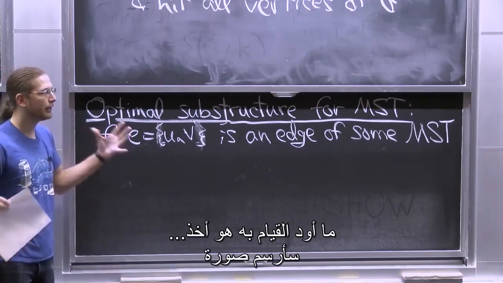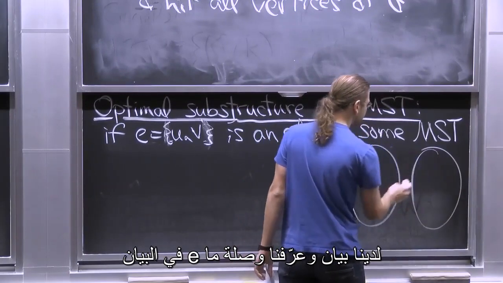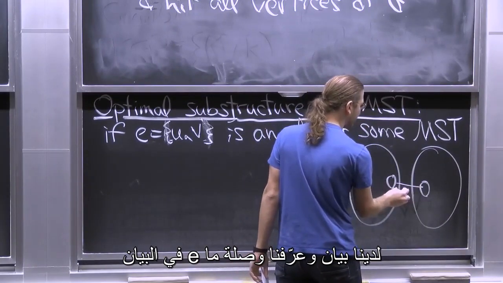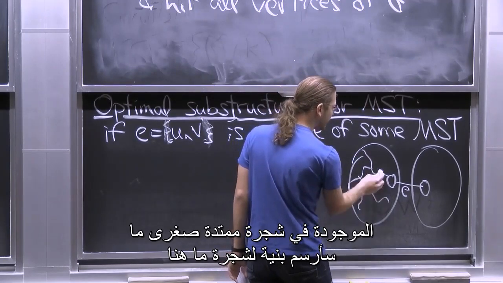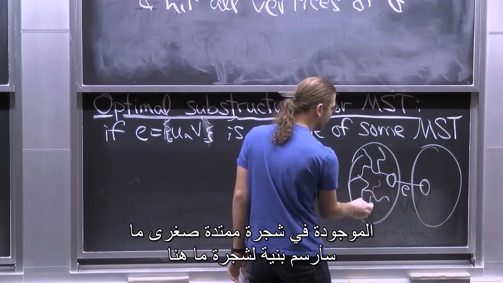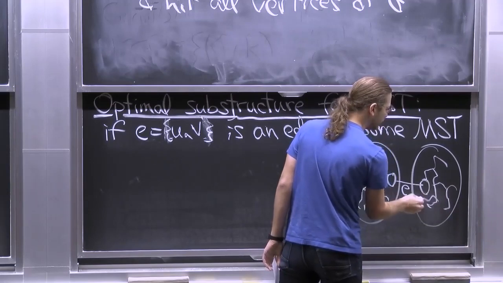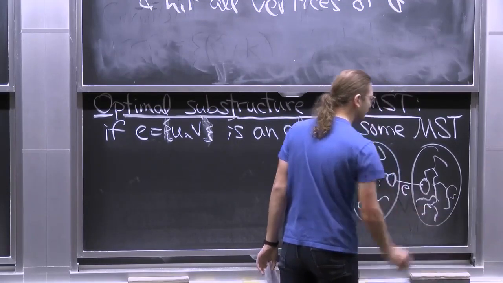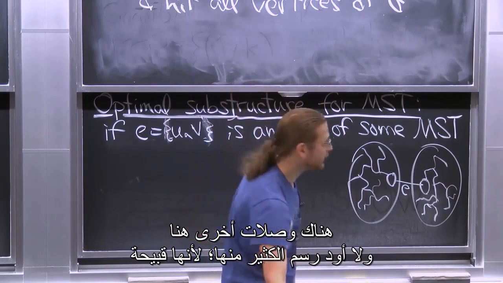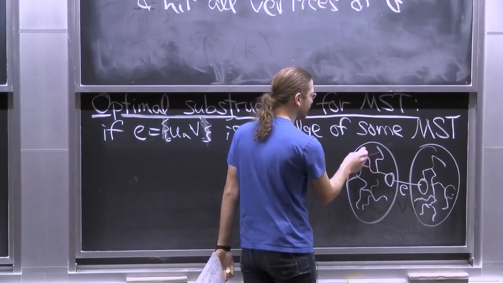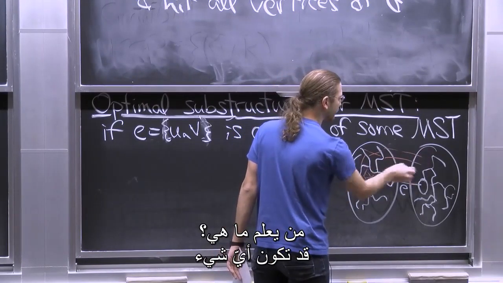What I would like to do is take this, so let me draw a picture. We have a graph. We've identified some edge in the graph, E, that lives in some minimum spanning tree. I'm going to draw some kind of tree structure here. Okay, the wiggly lines are the tree. There's some other edges in here, which I don't want to draw too many of because it's ugly. Those are other edges in the graph. Who knows where they are? They could be all sorts of things.